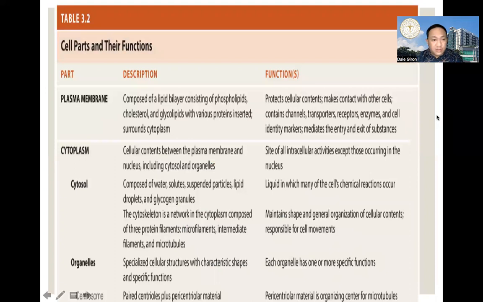So as mentioned a while ago, one integral part of the cell is your plasma membrane.